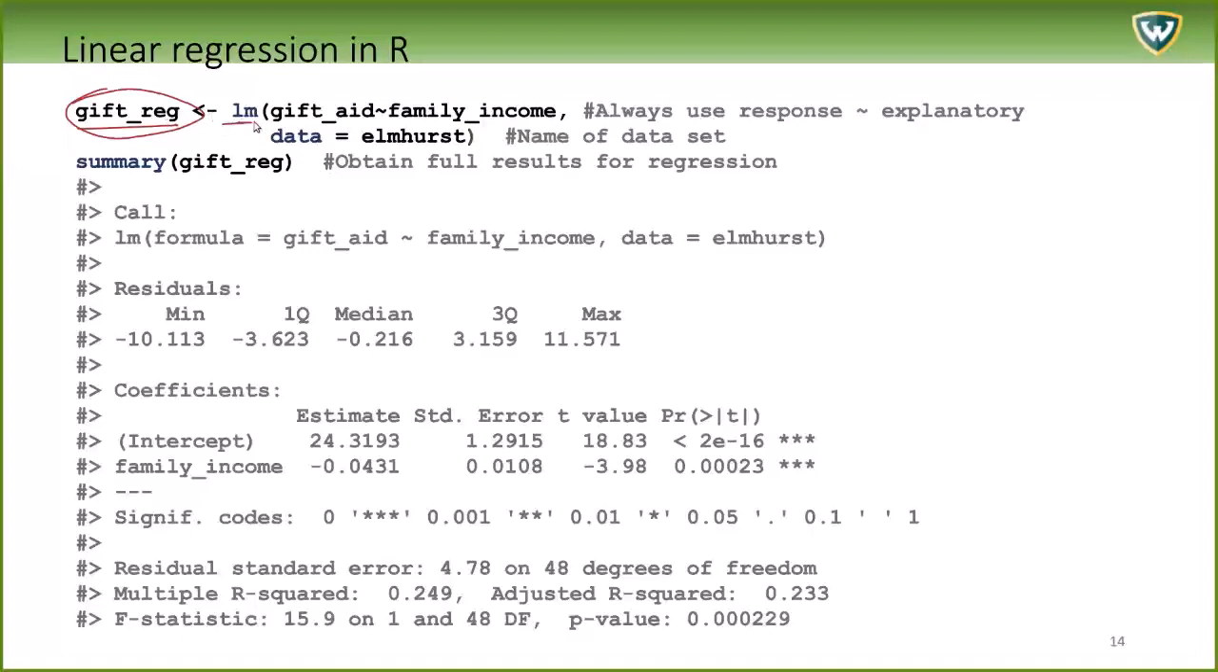So lm is the linear regression function, linear model, already provided in R. Gift aid is the gift aid variable. Then we use this tilde, and this is the Y variable, and this is the X variable, which is the family income. Then we put a comma, and there's another parameter for the linear model, which is the data itself. Usually this is just going to be the column name or the variable name. This is also just the variable name. And then we put the whole data set. In this case, it's called elmhurst. And then close parentheses.